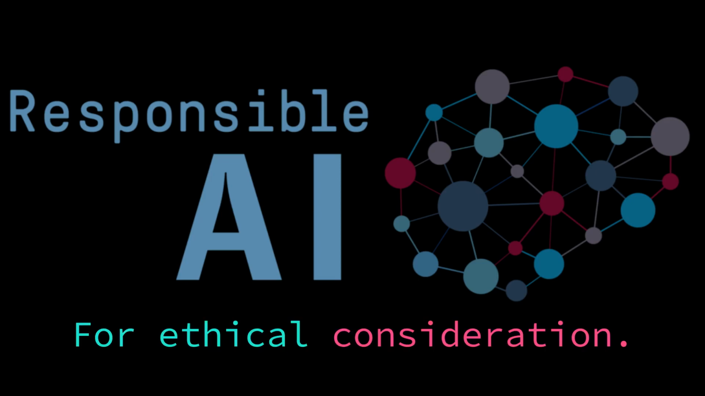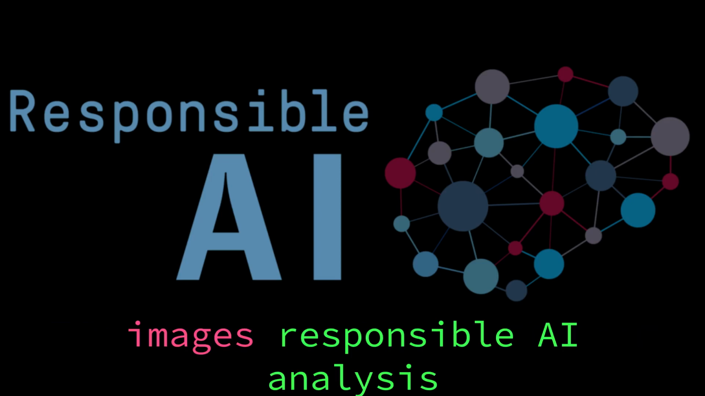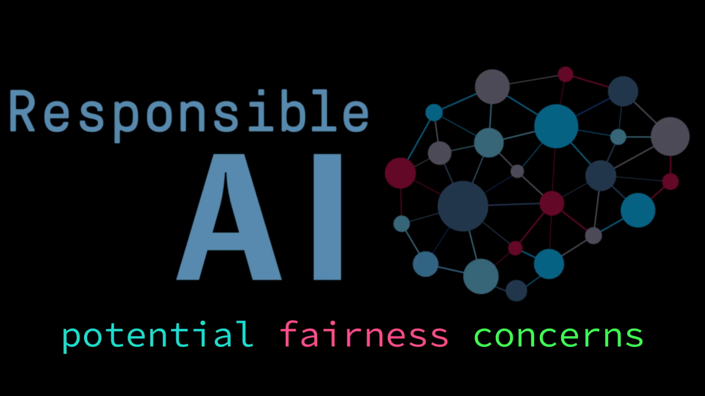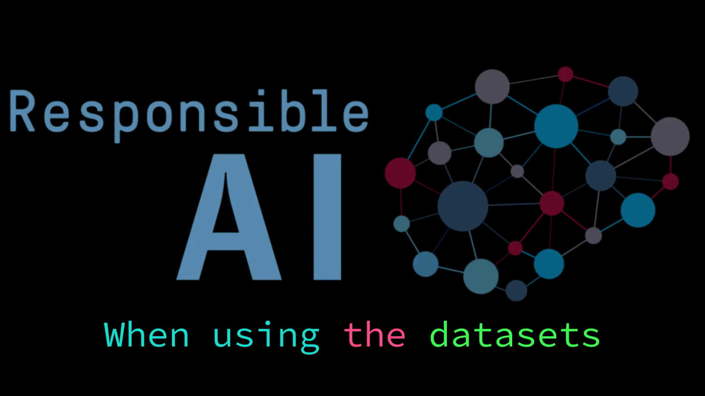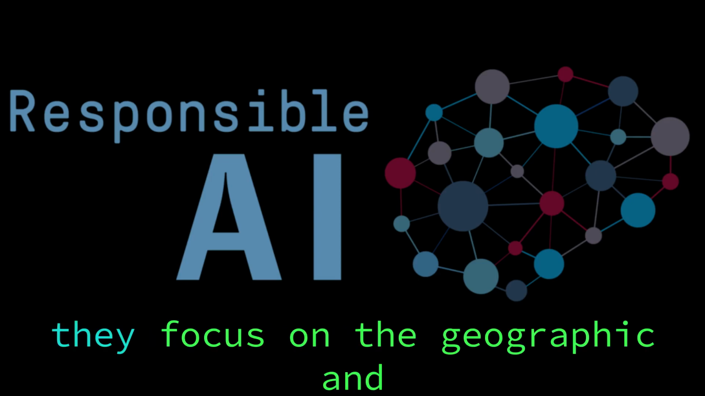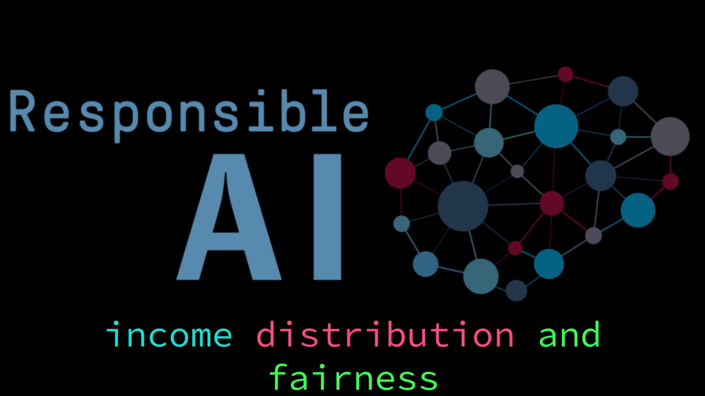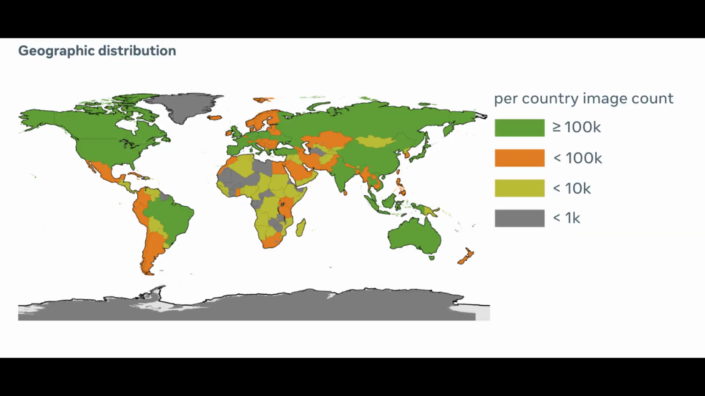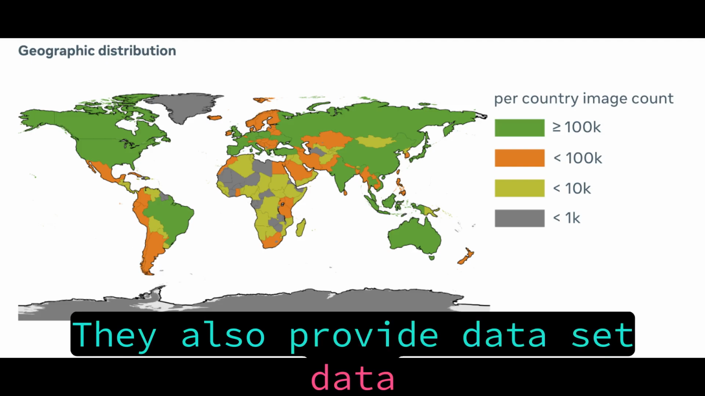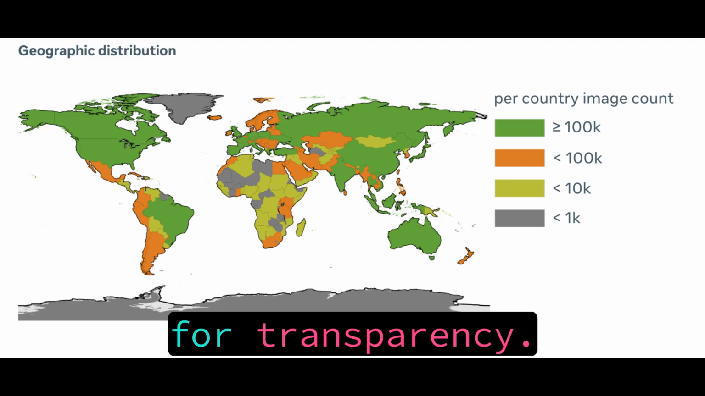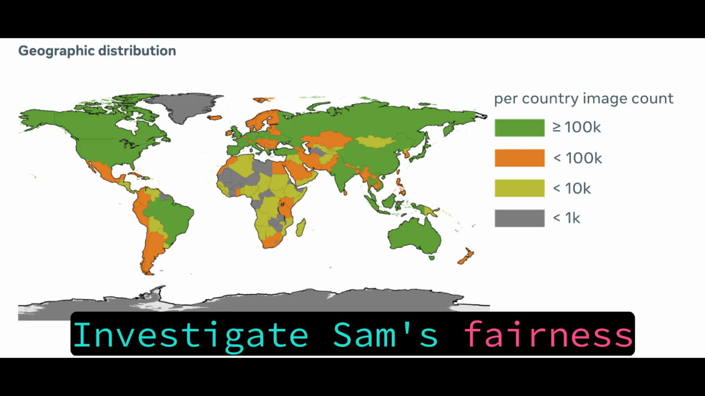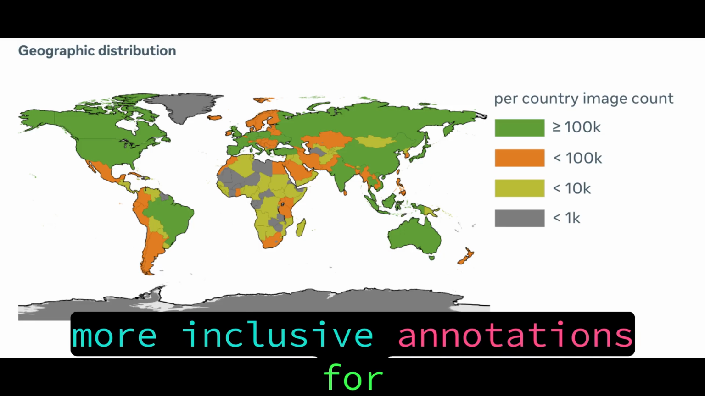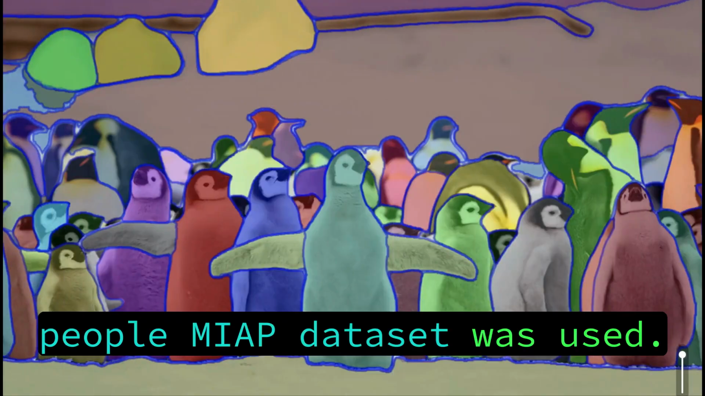For ethical consideration, they trained SAM on licensed images. They also did a responsible AI analysis of the work by investigating potential fairness concerns and biases when using the datasets and model. They focus on the geographic and income distribution and fairness of SAM across protected attributes of people. They also provide dataset, data annotation, and model cards for transparency. To investigate SAM's fairness at segmenting people, the More Inclusive Annotations for People, or MIAP, dataset was used.